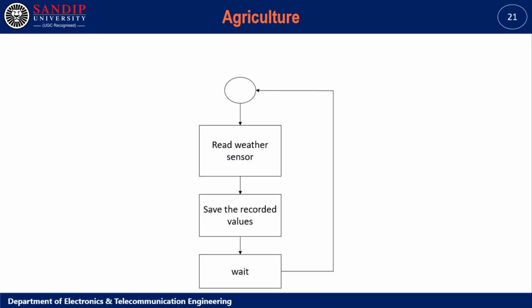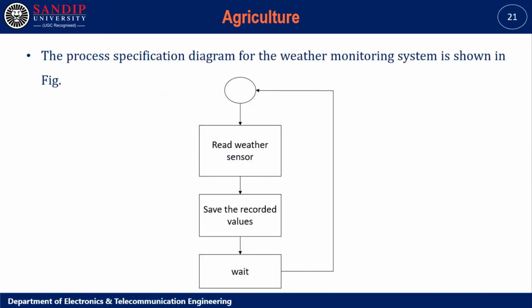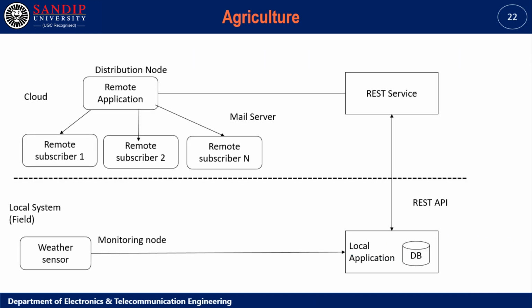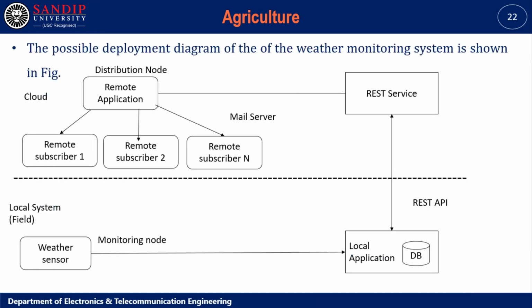The process specification diagram for the weather monitoring system is shown in the figure. The figure shows the process specification diagram for the weather monitoring system. The possible deployment diagram of the weather monitoring system is shown in the figure below. The figure shows the deployment diagram for the weather monitoring system.